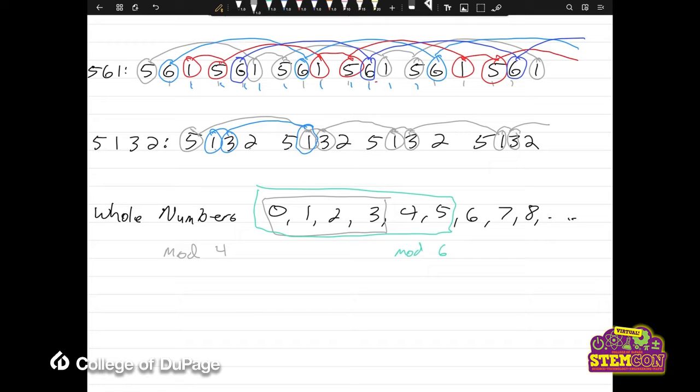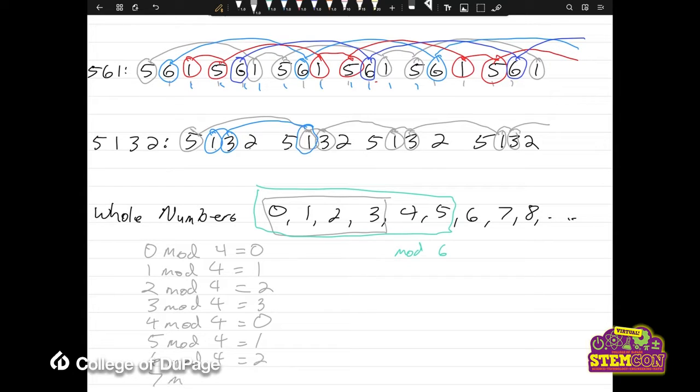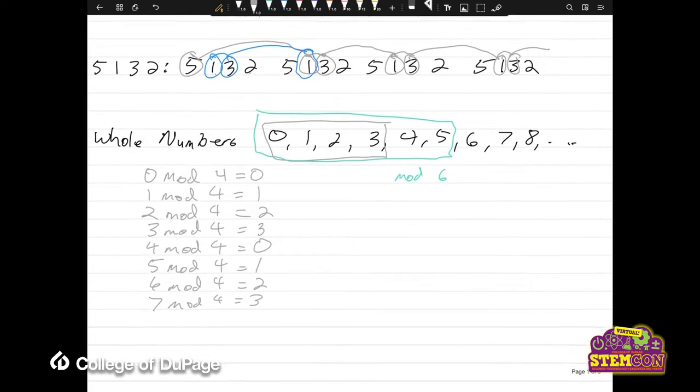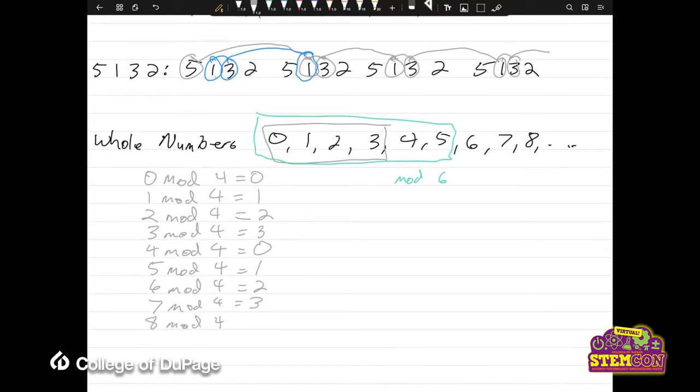So 0 mod 4 would just be 0. 1 mod 4 would be 1. 2 mod 4 would be 2. 3 mod 4 would be 3. But once I run out of numbers, because in mod 4 I'm only allowed to use 0, 1, 2, and 3, I start back over at the beginning. So 4 mod 4 would be 0. 5 mod 4 would be 1. 6 mod 4 would be 2. 7 mod 4 would be 3. And 8 mod 4 would be 0, because I ran out of numbers again.